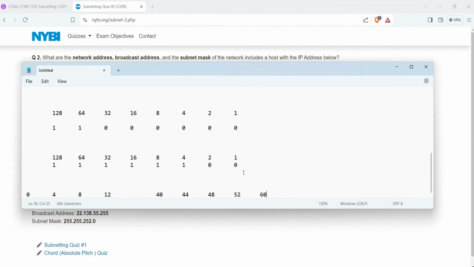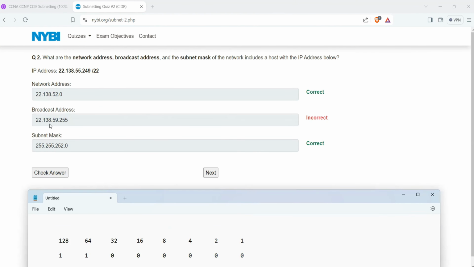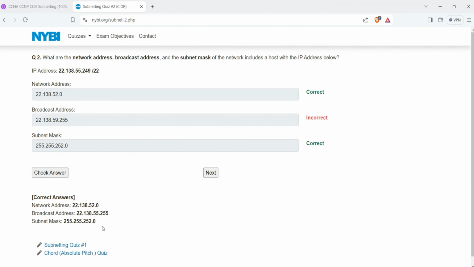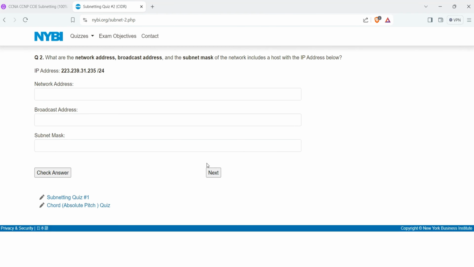Let me see. 52 and 4, 56. Nobody said actually anything. I'm jumping by 4. Okay, so it's 55.255. So this is a 55. There you go, 55.255. All right. So you have to be paying attention to this.